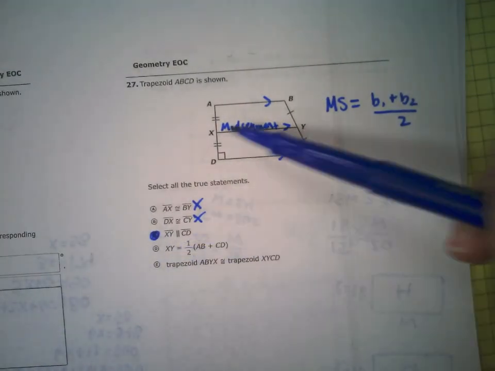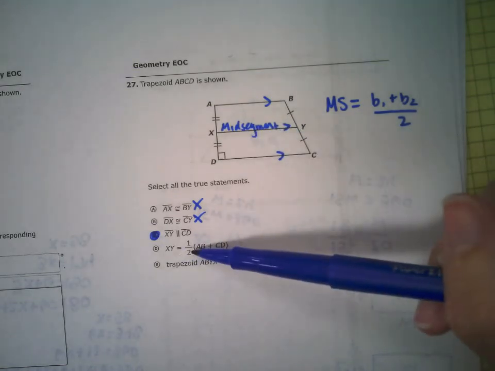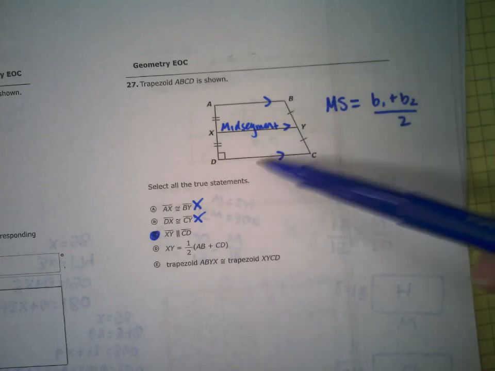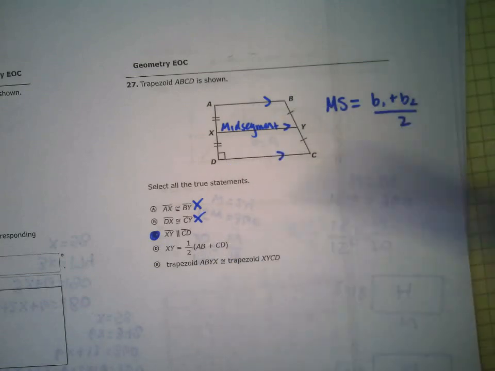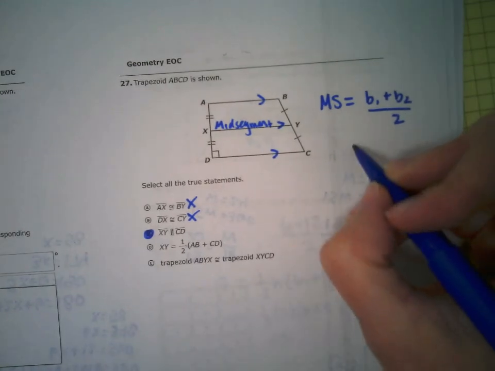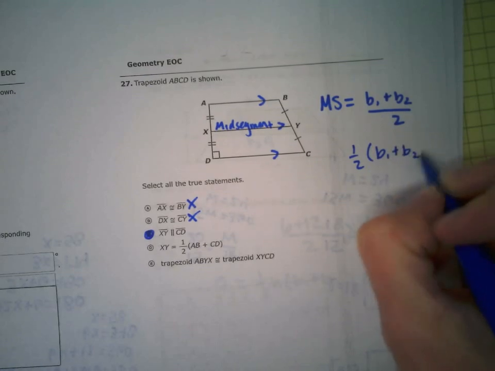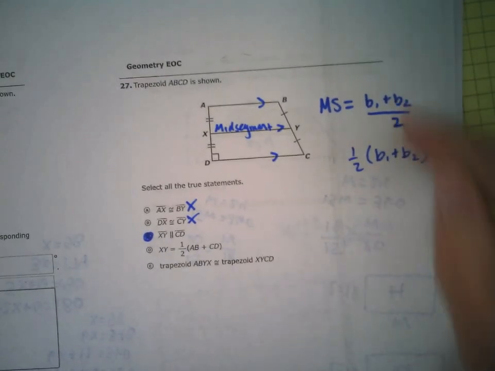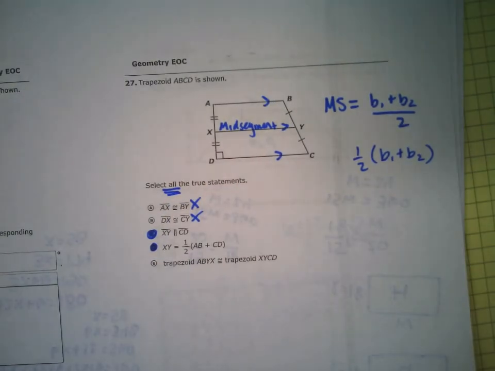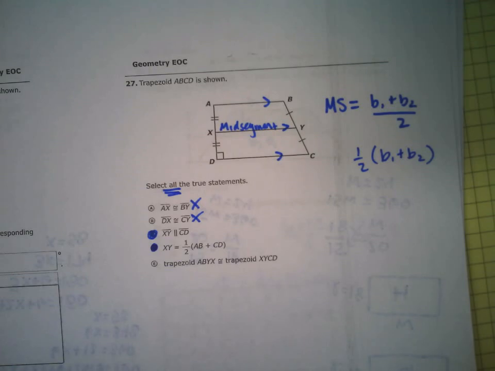Okay, then it says XY, which is my mid-segment, is half of AB plus CD. AB is the top, CD is the bottom. So it's saying half of the sum. This is another way to write this, right? I could write half of base 1 plus base 2. These mean the same thing. So this is correct. Remember, select all statements. You're always going to pick at least 2. It'll never just be 1, so you better find at least 2. Sometimes it's more than 2, but you got to find at least 2 to pick.